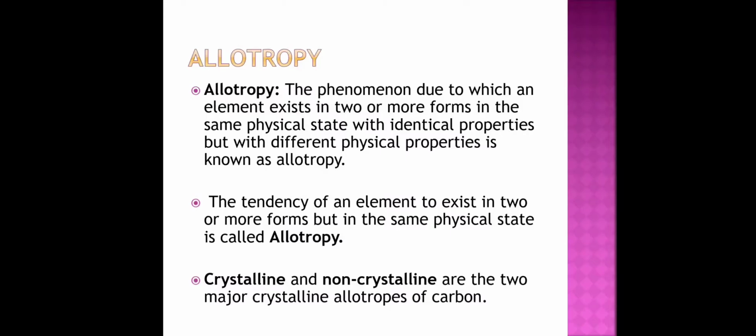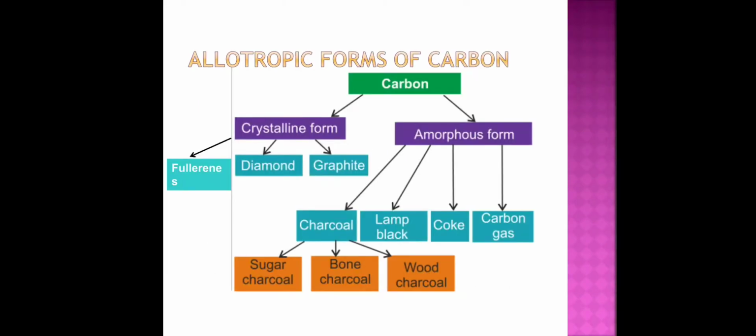We have crystalline and non-crystalline forms of allotropy. That is, the major allotropies are crystalline and amorphous. Non-crystalline are also called amorphous allotropes. In today's video, we will try to cover the crystalline forms of carbon. So let us have a look at the allotropic forms of carbon.